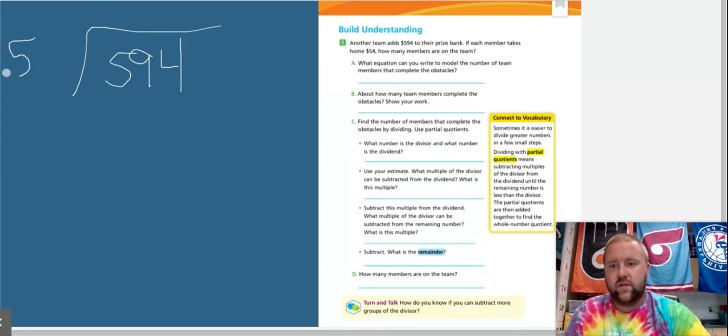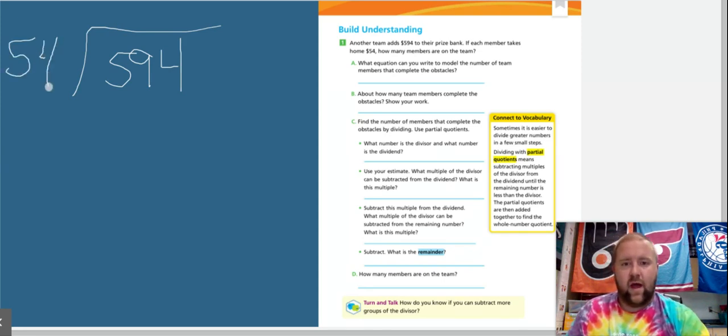Now, I always like to start with tens in these problems because that way I can do a very clean multiplication fact, right?